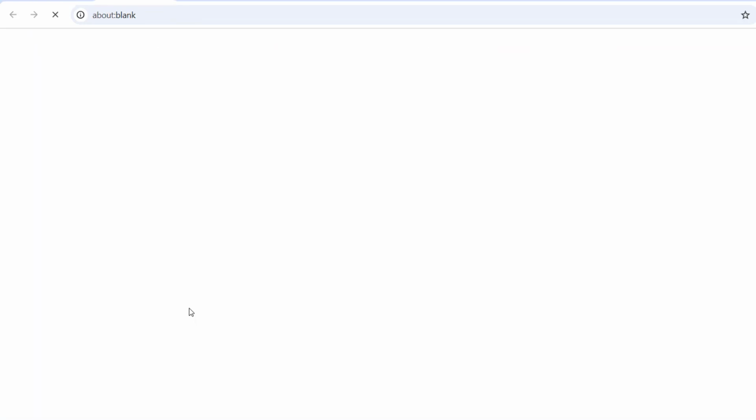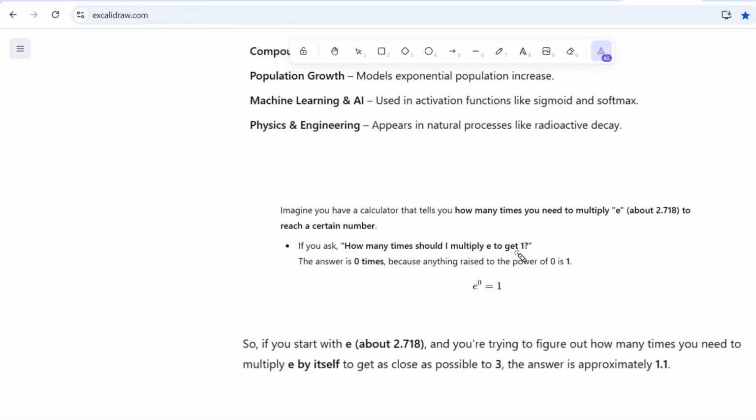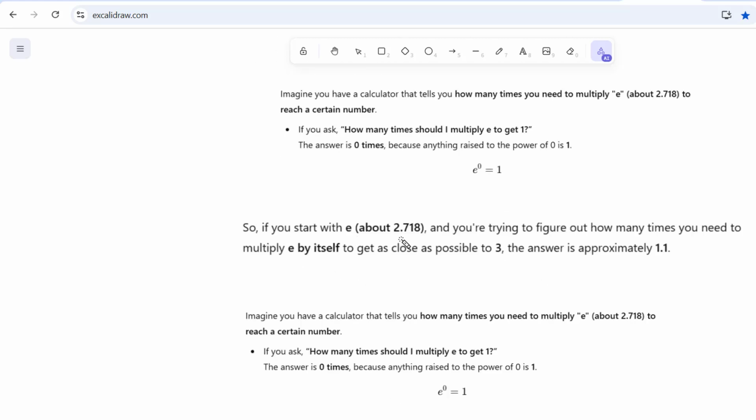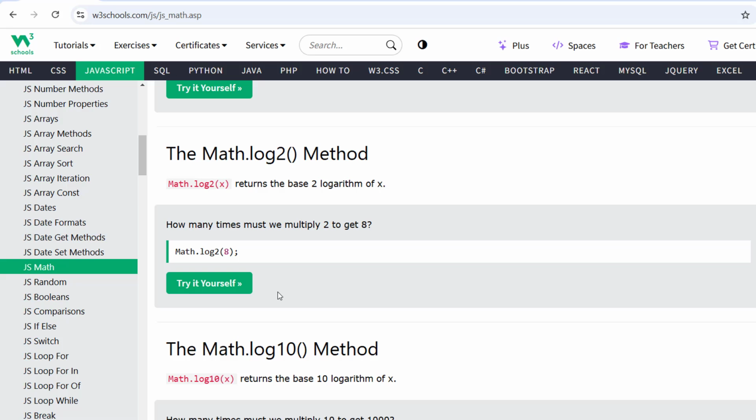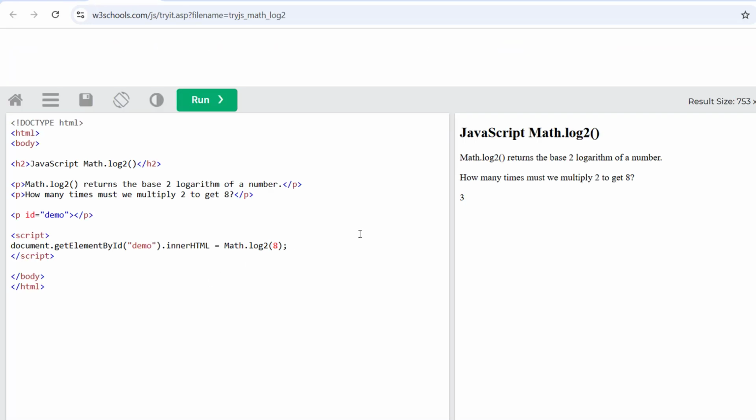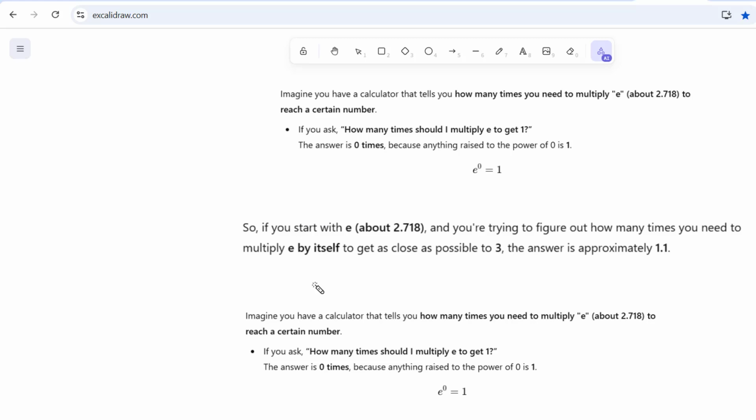So math log of 1 means 0. If you start with Euler's number and you are trying to figure out how many times you need to multiply e by itself to get as close as possible to 3, if you start with about 2.718 and try to figure out how many times you need to multiply to get 3, the answer is approximately 1.1.